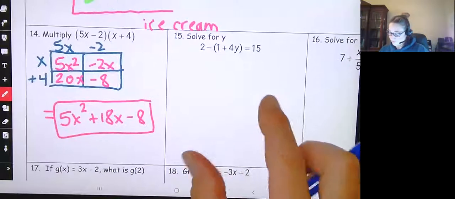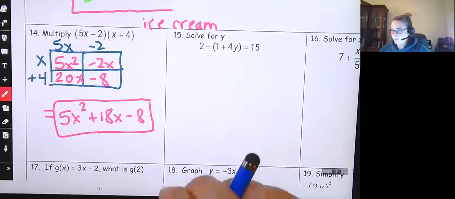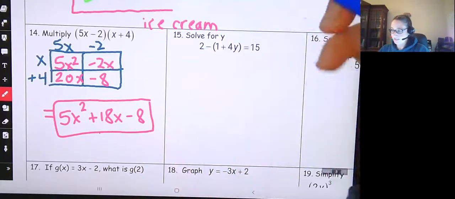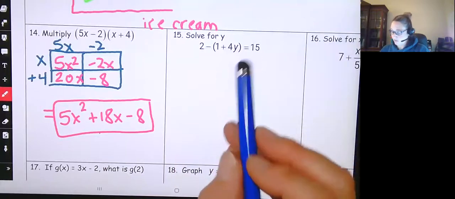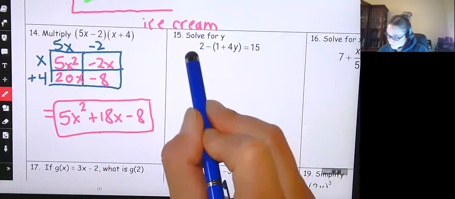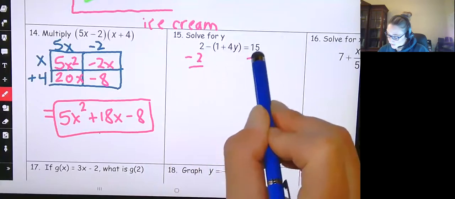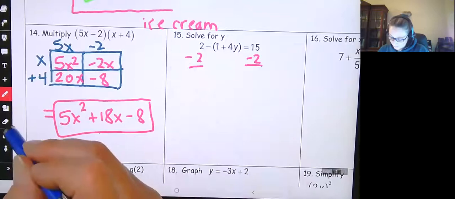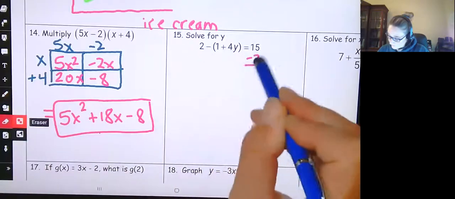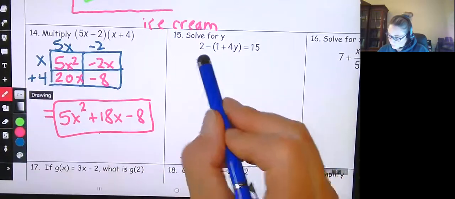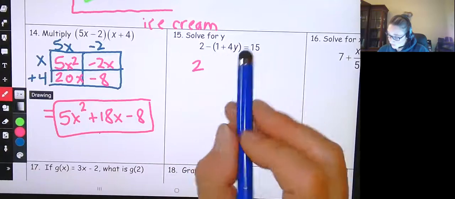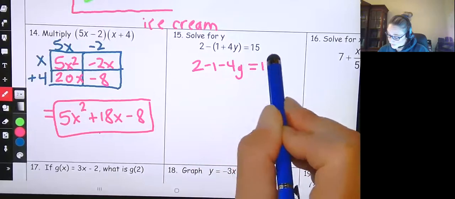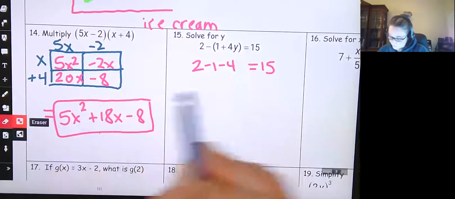Over here, solving for this one. Again, I can do this one of two ways. It's a similar type of problem as the one we talked about before. I'm just going to do it one way. I'm going to minus the 2, minus the 2. Here, I'm going to do it the first way I did it, which is probably how most of us will do it. I'm going to distribute my negative, so this is going to be negative 1 minus 4y equals 15. Okay, that's a y. It looks like a g.